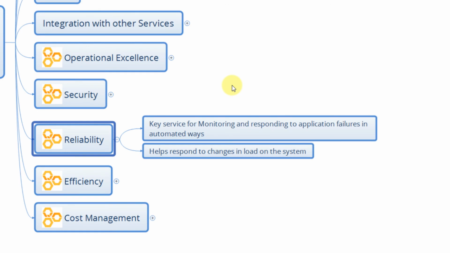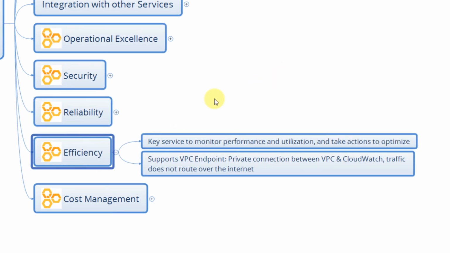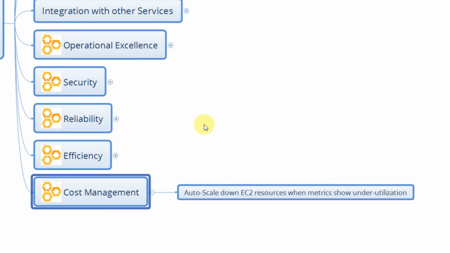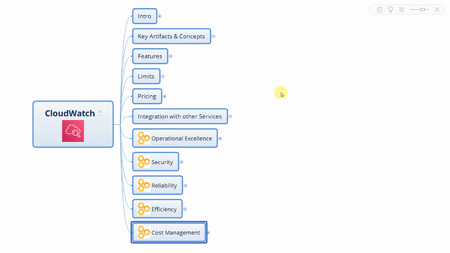In terms of reliability, it's a key service for monitoring and responding to application failures, and the responses can be automated. And it also helps respond to changes in load on the system. It improves efficiency as it's a key service to monitor performance and utilization and take actions to optimize. And it also supports VPC endpoint, with which you can have private connections between your VPC and CloudWatch, and traffic does not have to be routed over the internet. From a cost perspective, it helps auto-scale down EC2 resources when metrics show underutilization. This concludes an overview of CloudWatch.